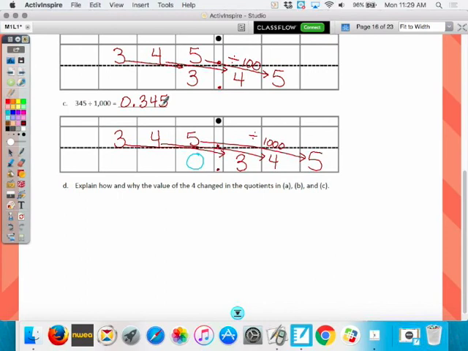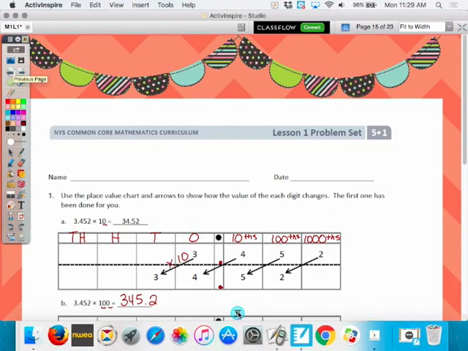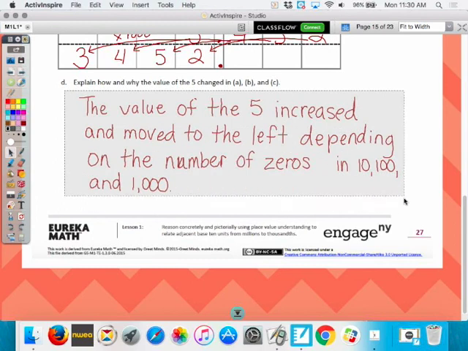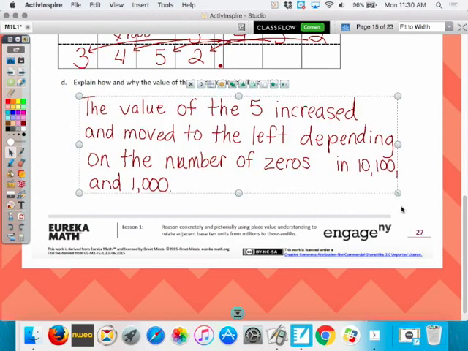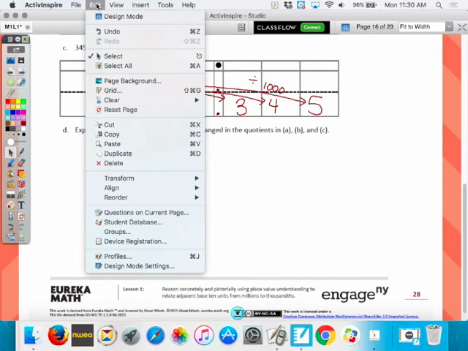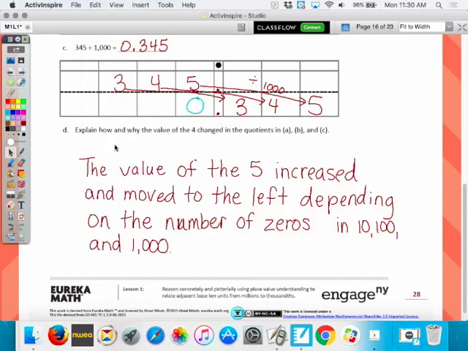Okay, now this is a little bit like the other question we answered. Explain how and why the value of the 4 changed in the quotients in A, B, and C. In fact, it's so much like the other one, I'm going to cheat. Okay, so let's read this. The value of the 5 increased. You know what I'm doing, don't you? Copy. Paste. Now I'm going to change some things, aren't I? I'm going to change the 5. Decreased. And I've got to change left. To the right.